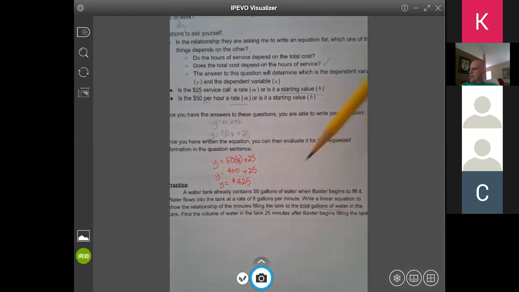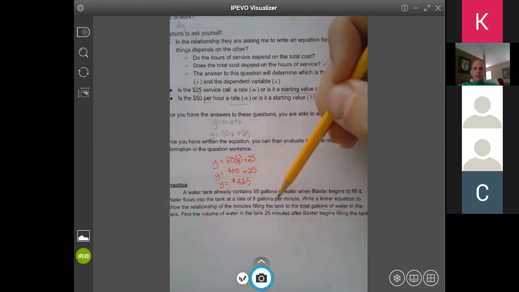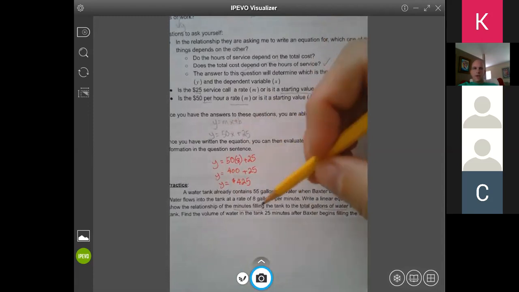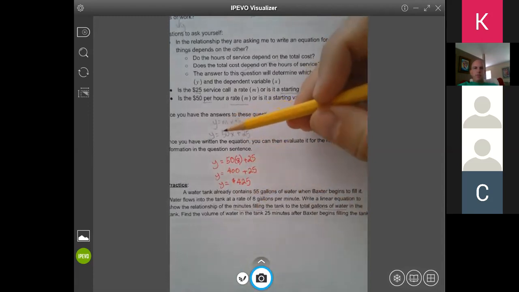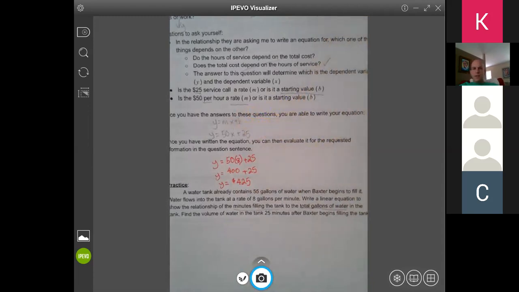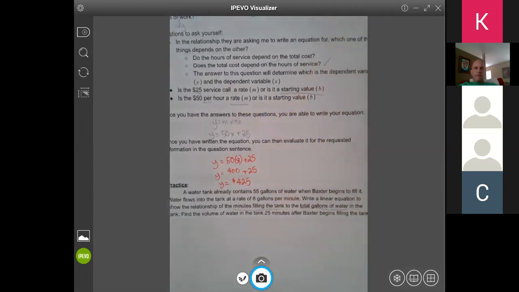All right, and then decide whether this 55 gallons of water or the 8 gallons per minute is your rate, and which one is your starting value. Then write out your y equals mx plus b by replacing m and b with those values. Once you're done with that, it's going to ask you a final question to find what happens after 25 minutes. I'll give you a minute or two to come up with our equation.